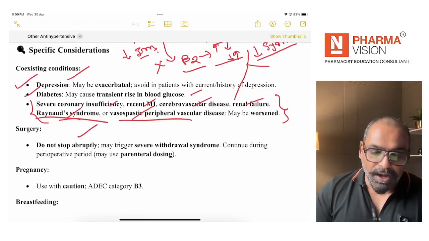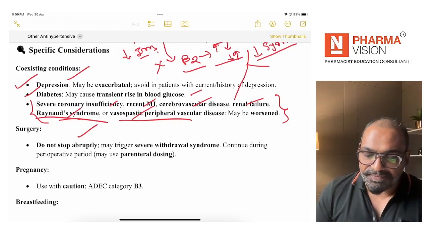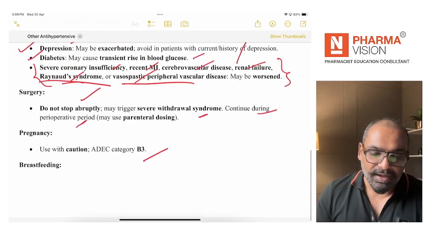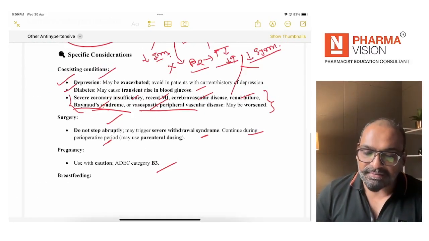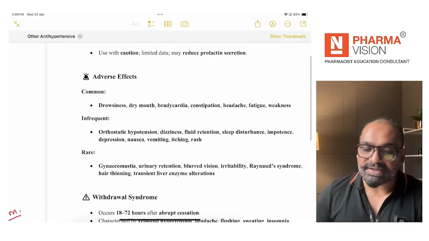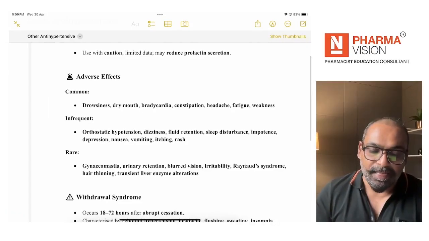Okay, don't stop abruptly, it may trigger severe withdrawal syndromes. Continue during the perioperative period. If the patient is already taking this medication, they can continue to use it. Okay, in pregnancy and breastfeeding, the medication can be considered, it's okay if the patient doesn't have any other problems.